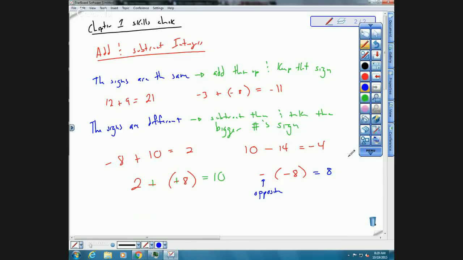To be 100% honest, some people really like these rules because you can just say, look, the signs are the same, you add them up and keep the same sign. The signs are different, you subtract them and take the bigger number's sign. They'll try to calculate it anyway, so it probably doesn't matter.